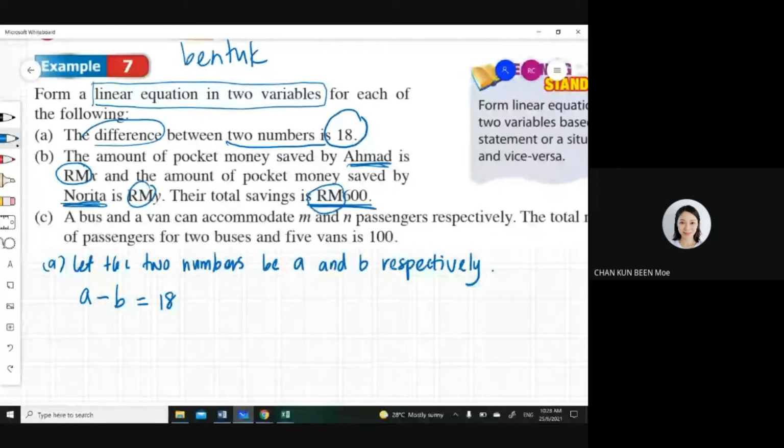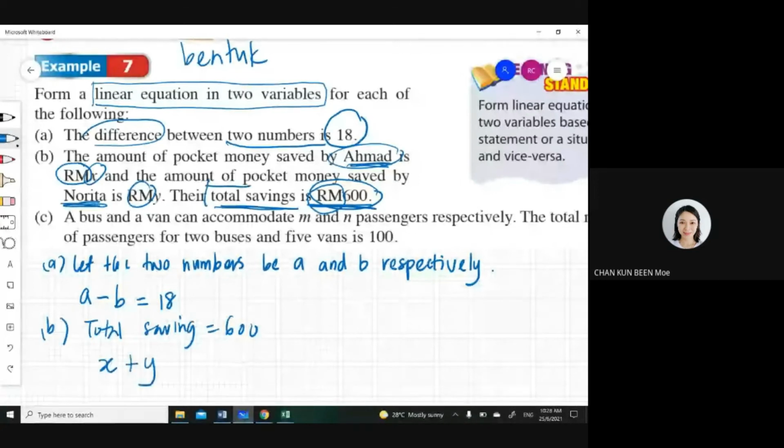So how do we solve this? To solve this, we know that the total saving is 600. You can write down total saving equal to 600. So Ahmad's money is x. Norita's money is y. So x plus y, total means you sum up, right? Is equal to 600. Okay, so that's all for question B.